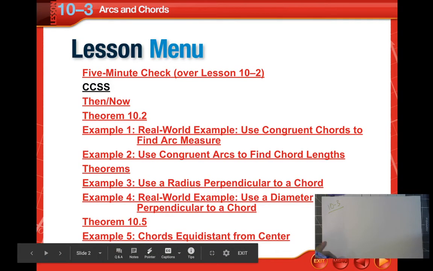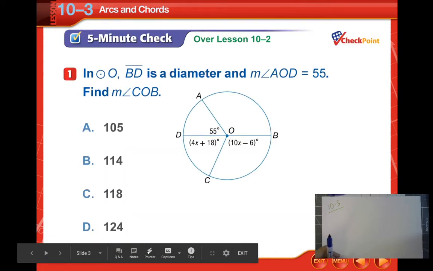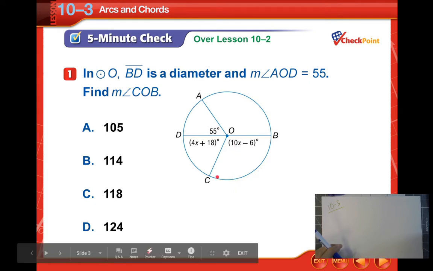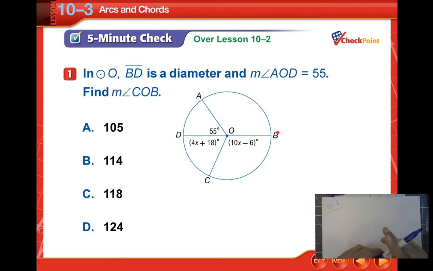As always, we have the preamble, some things from the previous lesson. We have a circle O, BD is a diameter, and AOD is 55. Find COB. This is a pretty tough one. I would pause this one and try to solve it on your own.